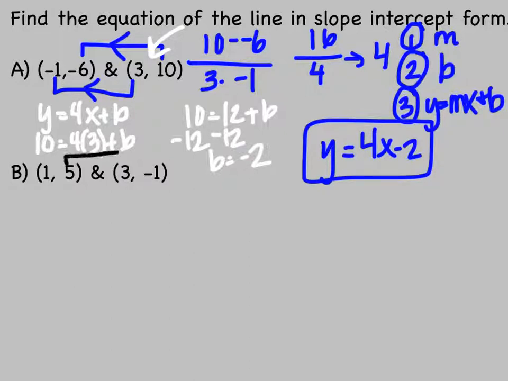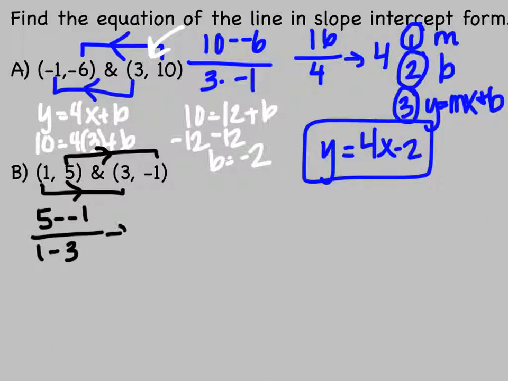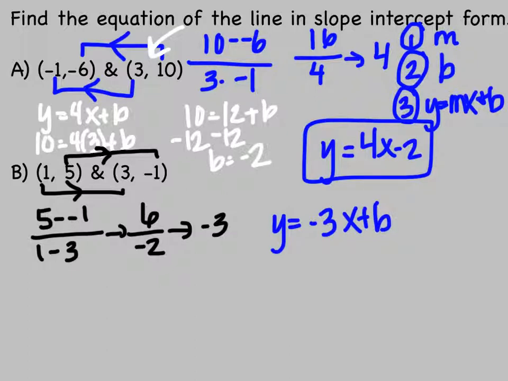Again, step 1, build your bridges. I would choose to go to the right this time. So to find my slope, I'll do 5 minus -1 over 1 minus 3. This is going to give me 6 over -2, so I get a slope of -3. Then I'll rewrite y equals -3x plus b, and I'll plug in an ordered pair. In this case, it really doesn't matter which one I pick, but I'll just choose (1, 5).